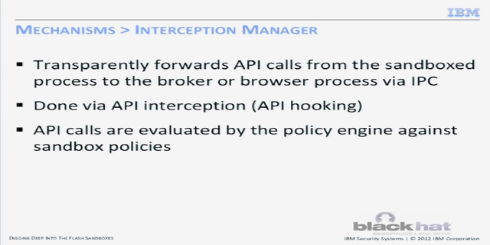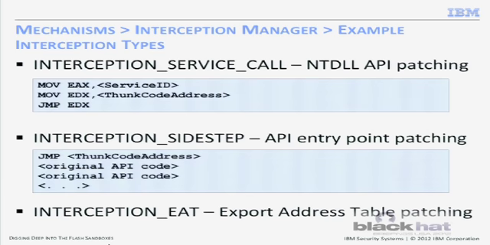It is needed because there are cases where the sandbox process needs access to some resources for compatibility reasons or for the proper functioning of the sandbox. Interceptions are done via API hooking. So these are some examples of API hooking. They have an API hooking for NTDLL, and there is an example for API hooking which injects a junk code in the entry point of the API. And there's an example that there's a type that patches the export address table of the DLL.